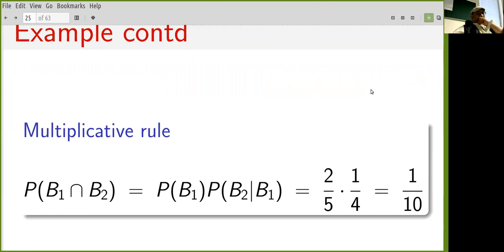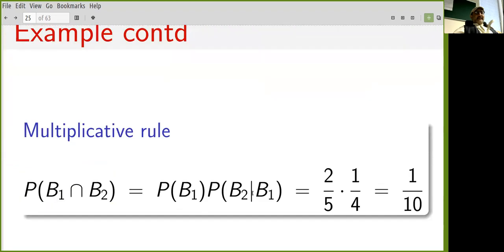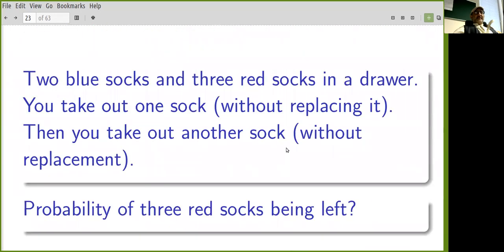Now, the probability of drawing a blue sock the second time, given that you drew a blue sock the first time, so given B1. That means you had 2 blue socks and 3 red socks, and then you took out a blue sock. So now you've got 1 blue sock and 3 red socks. So the probability now of the second time drawing a blue sock would be 1 out of 4.